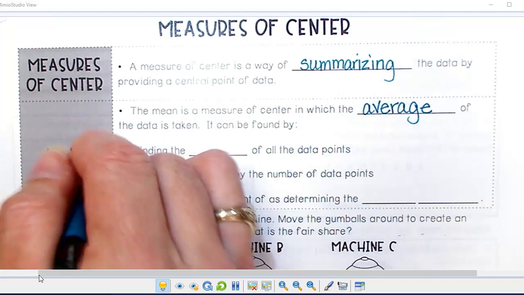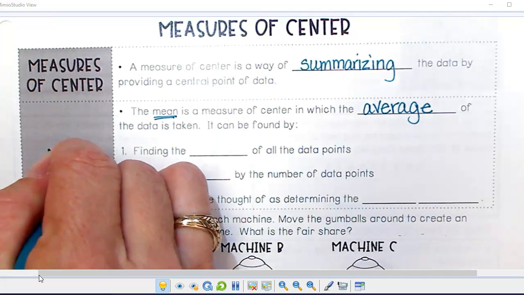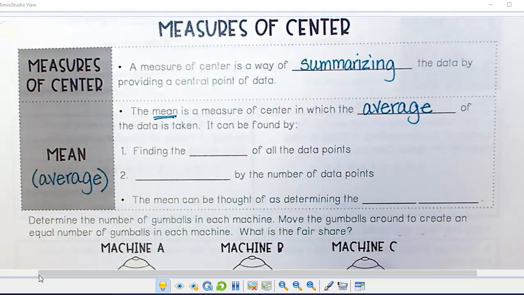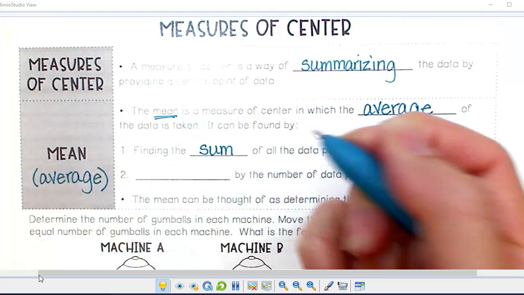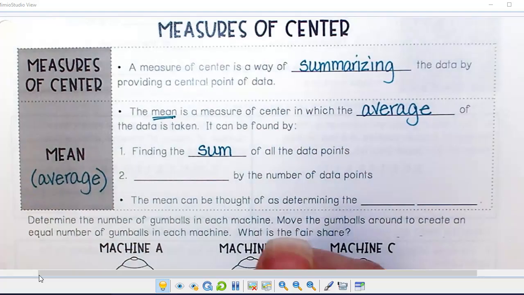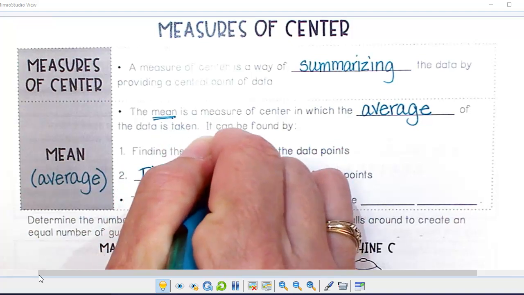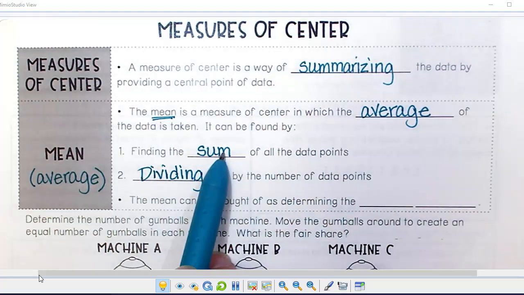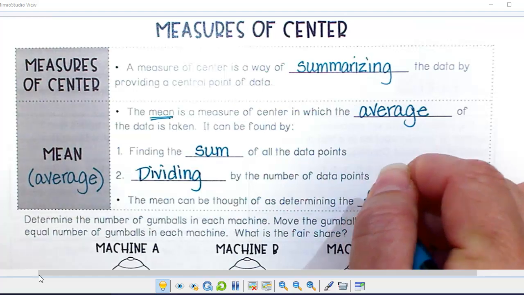Okay, so in this mathy world, mean basically means take the average, okay? And it can be found by finding the sum. Remember, sum means add everything up. And then dividing by the number of data points. Like if you have 10 numbers that you added up to find the sum, then you're going to take that sum and divide by 10. The mean can be thought of as determining the fair share.